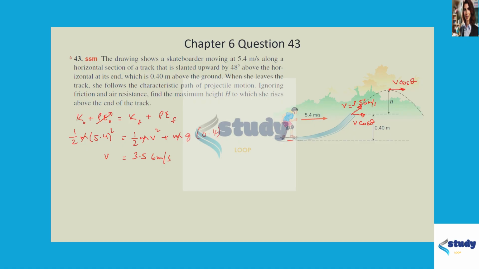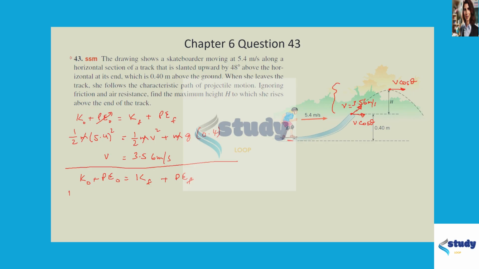So now for the second part, we will analyze this part of the problem. This part was done only to give me the velocity at the end of the ramp. Now I'm going to apply again K_0 plus PE_0 equals K_f plus PE_f. And now for this part, I'm going to say here is where the starting point is.